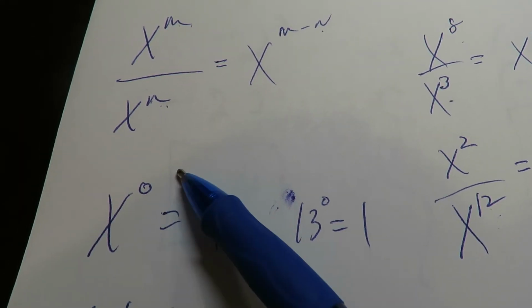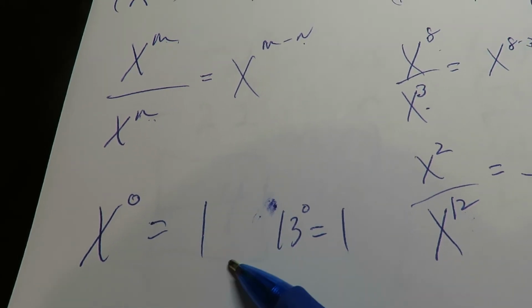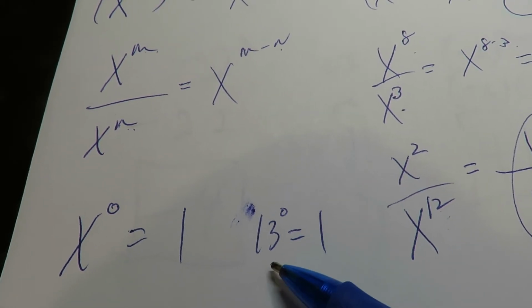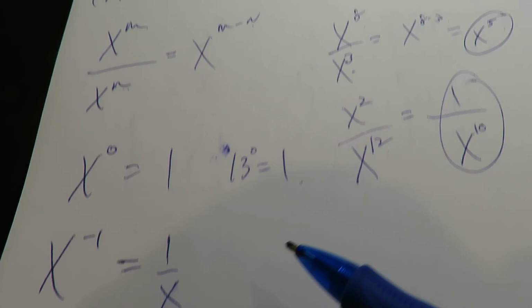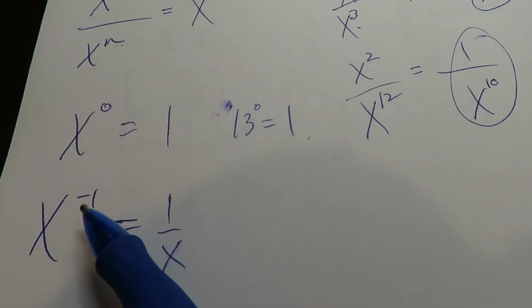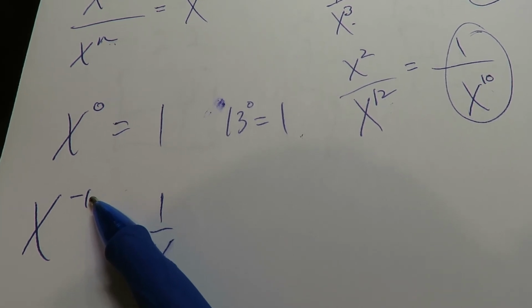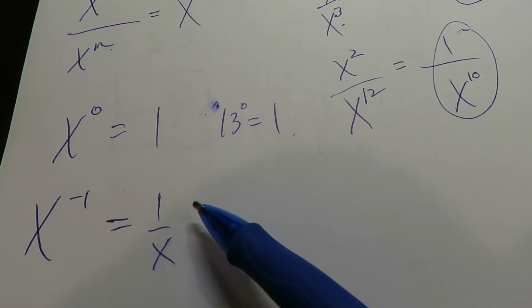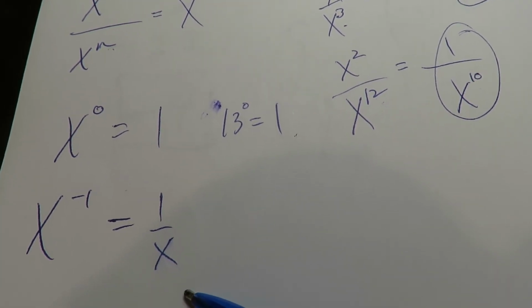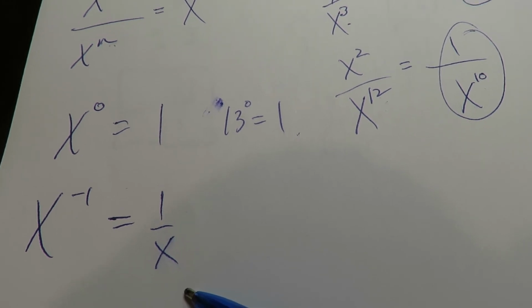All right, anything to the 0 is 1, so x to the 0 is 1, and also numbers, so 13 to the 0 is 1. And then the last thing I pointed out to you guys is if you have something raised to a negative, that means reciprocate. So x to the negative 1 is 1 over x squared, because that means flip it.